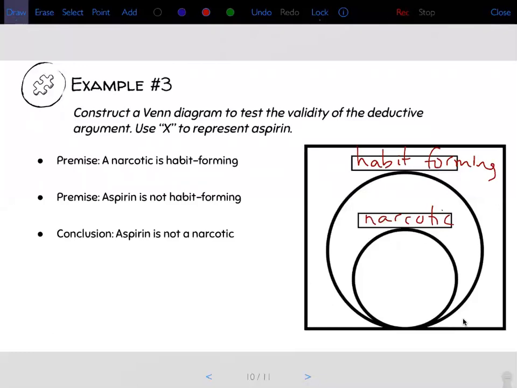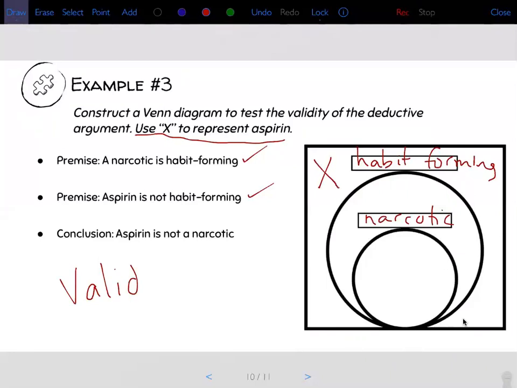Then it says aspirin, which is what we're going to use our letter X to represent, is not habit forming. So again, habit forming is the big circle here. It says that aspirin is not habit forming, which means our X to represent aspirin is going to go on the outside of the big circle. I'm going to put it right here. So we took care of the first one, we took care of the second one, and now we want to see, is the conclusion supported in our picture? So the conclusion says aspirin is not a narcotic. Remember, X represents aspirin. The X is here. It is not in the narcotic circle, so we're good. Once again, we have a valid argument.